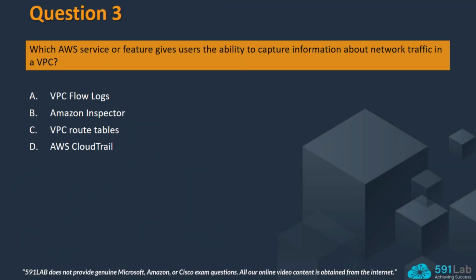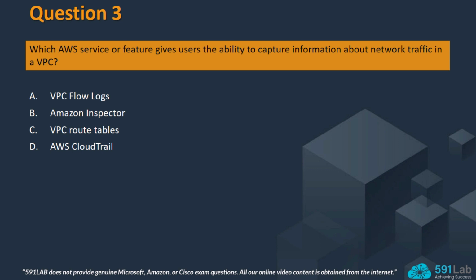Alright, so question number 3. Which AWS service or feature gives users the ability to capture information about network traffic in a VPC? Option A, VPC flow logs. VPC flow logs allows you to capture information about the IP traffic going to and from network interfaces in your VPC. With VPC flow logs, you can capture details such as source and destination IP addresses, ports, protocols, and the amount of data transferred. This information is valuable for monitoring and troubleshooting security analysis for your VPC network traffic.